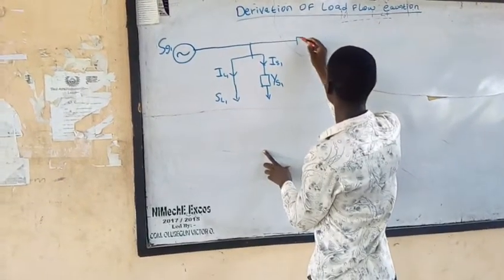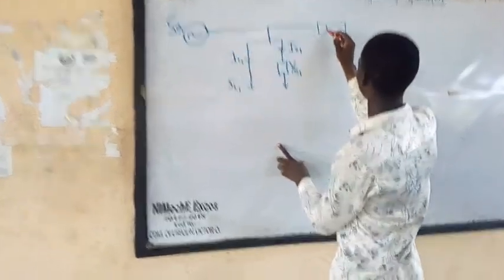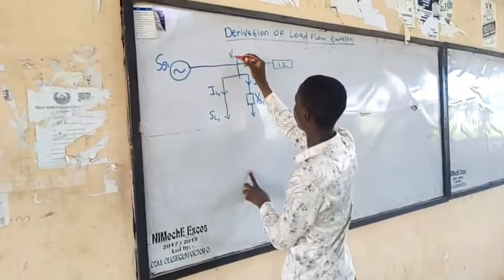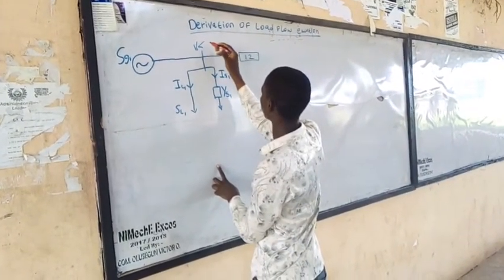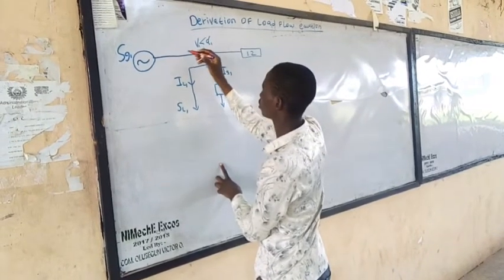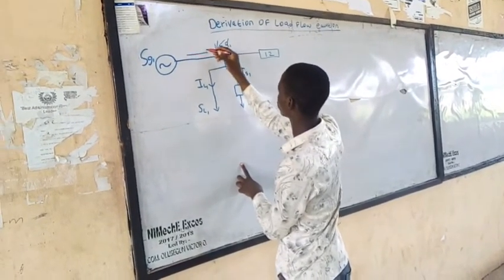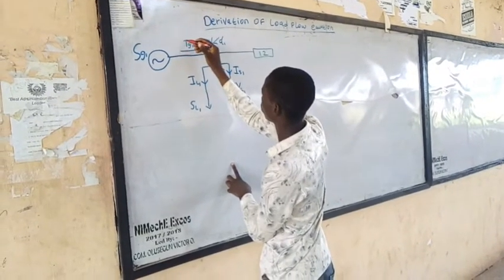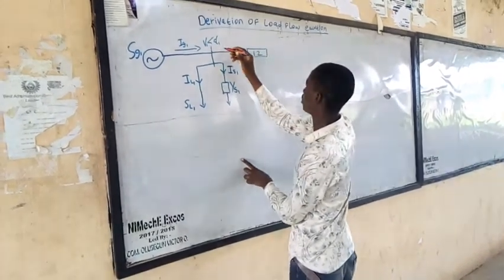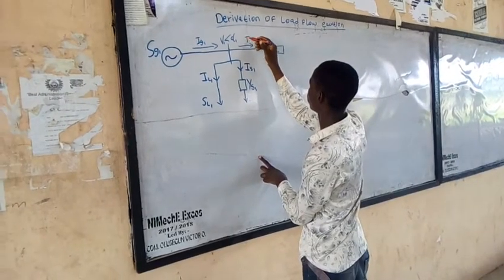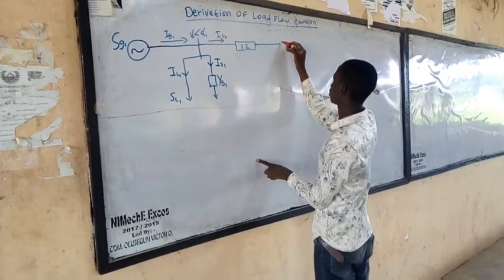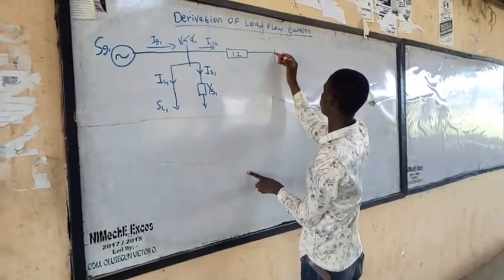Then from there we stretch. We have an impedance here, impedance Z12. At this point here, we have what we call V1. Here we are having a current known as I1 or IG1. Then here we are having a current known as I12. From here again, we have something similar to this.